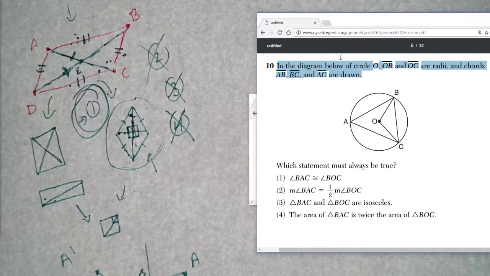If they're describing what sounds like the picture, all you need to worry about is if they describe radius or maybe the word diameter, but just use the picture. Don't worry about this part. Make sure you do worry about, though, the bottom, what they're asking for. Which statement must always be true? Ugh, another one of these.